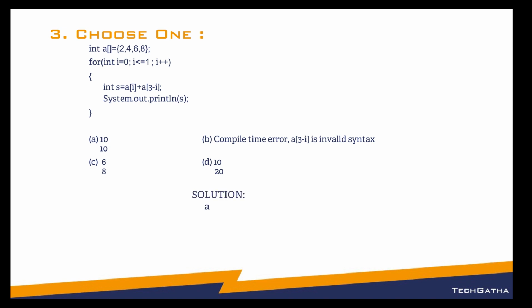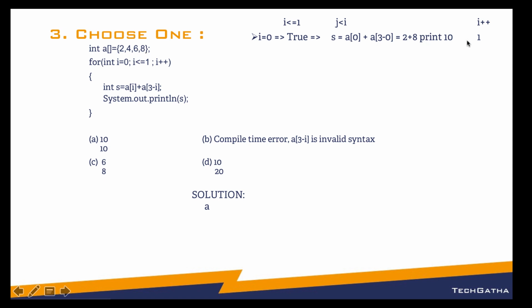The solution is A. How? Your initial array is 2, 4, 6, 8. When I is 0, I less than equal to 1, true, it goes inside. Value of S is A of I, that is A of 0, plus A of 3 minus I. 3 minus I is 3 minus 0, which is 3. So value at index 0 is 2, value at index 3, 0, 1, 2, 3, is 8. 8 plus 2, it prints 10.